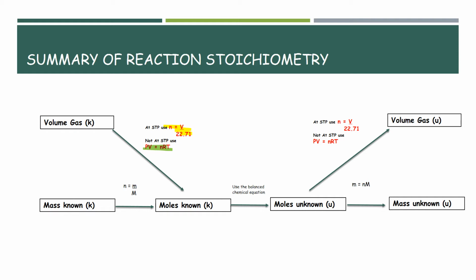Now, once we've got our mole, we use our balanced chemical equation in order to find our moles of our unknown. Now, we're either going to find the mass of an unknown or we're going to find a volume of gas of unknown. And once again, if the volume of the gas is at STP, we would use this formula. But if it's not at STP, we would use PV equals nRT.